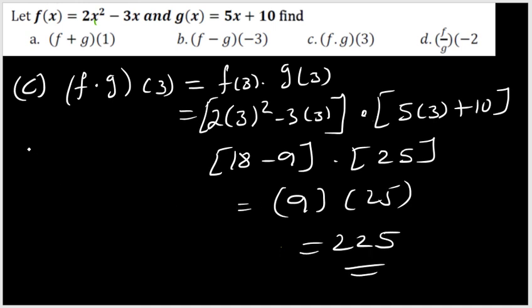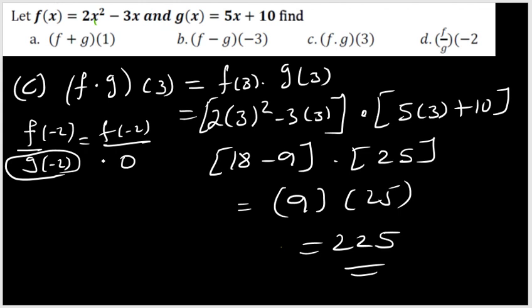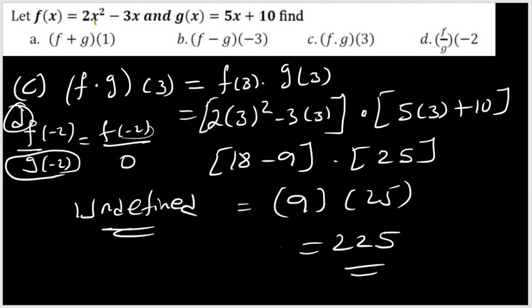And at last, f over g at negative 2. F over g at negative 2 means f at negative 2 over g at negative 2. The good thing here is that g at negative 2, when you insert it, will be 0. So whatever over 0 will be undefined. So the last one, D, the answer is that it doesn't exist.